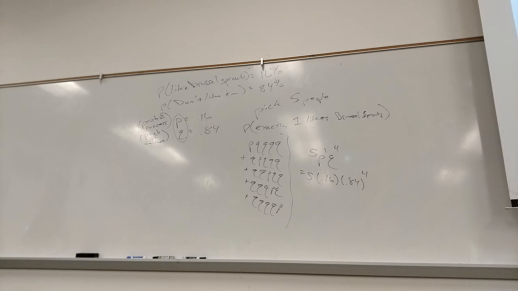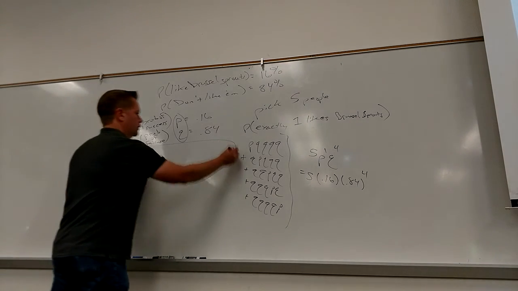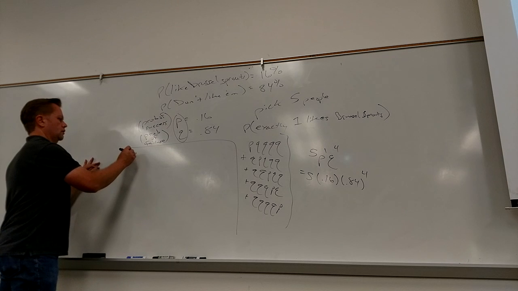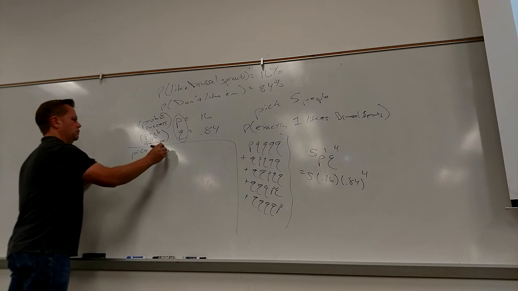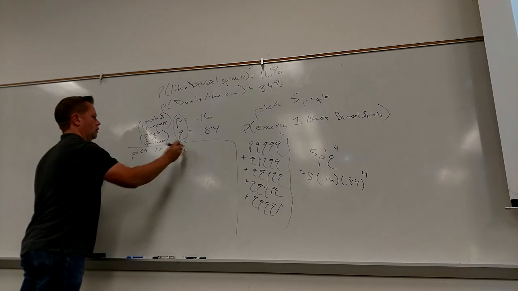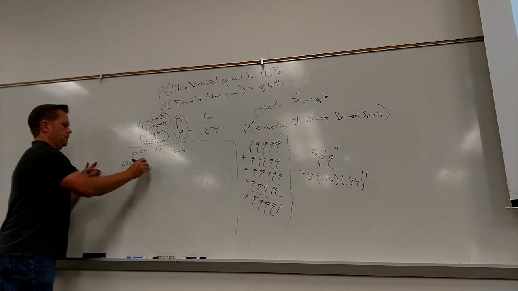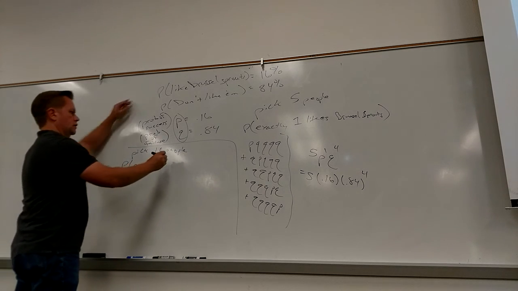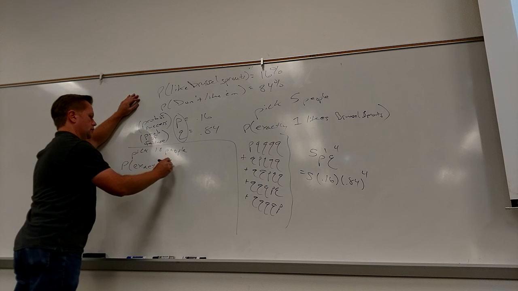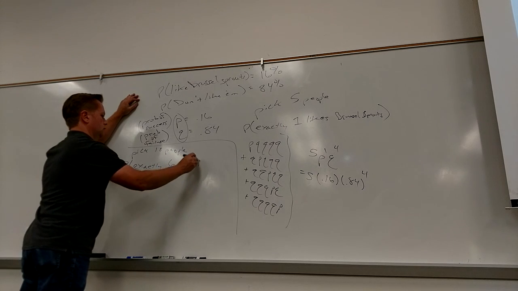Is that cool? Let me ask a different question and show you how to do this fully on the calculator. What if I pick, like I said, 18 people? What's the probability of exactly 6 liking Brussels sprouts?